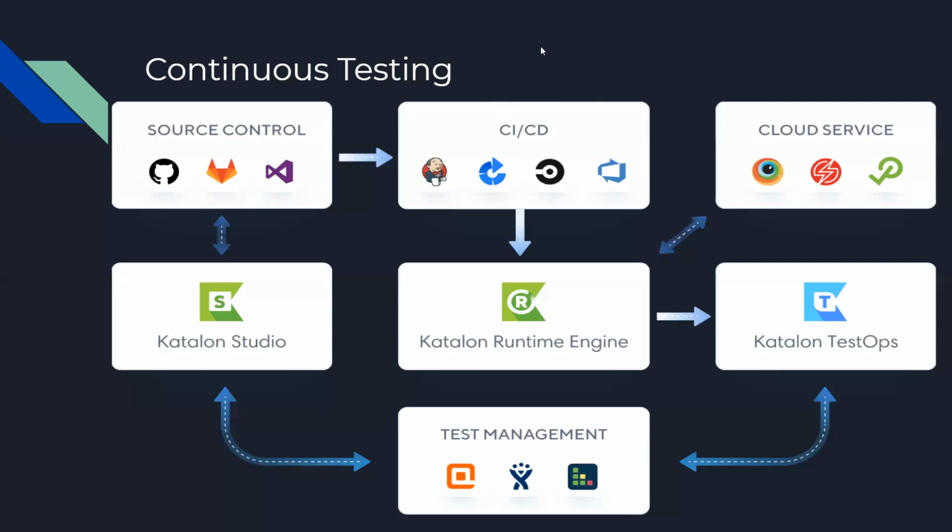Suppose in software development the code is migrating from one stage to another, one environment to another environment. In that case, we need to execute our automation script in the same environment. For that purpose, we can schedule and execute our test cases with the help of Jenkins, Bamboo, or Azure DevOps. Katalon also provides support for CI/CD, and the Katalon Runtime Engine helps to achieve that.